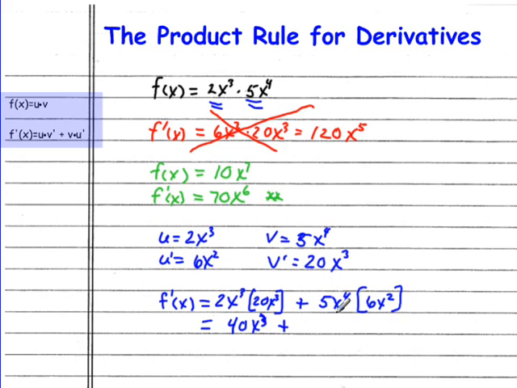And 5x to the fourth times 6x to the second is 30. Well, I see I've made an error here, haven't I? So we need to be careful. I've made an error. Let's see if I can erase this and start a little back here. Let's see, 2x to the third times 20x to the third was 40x to the sixth.